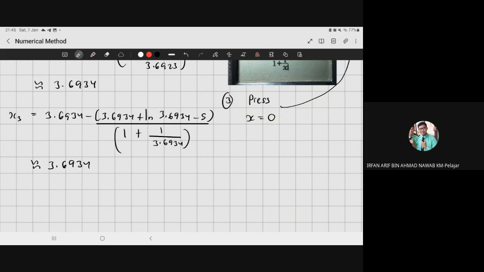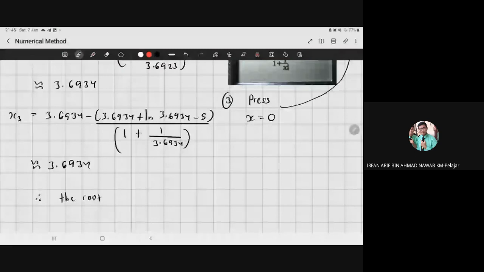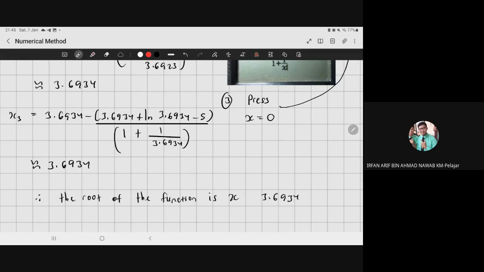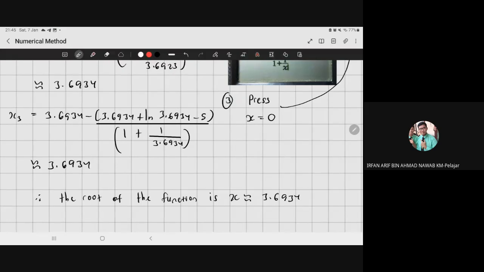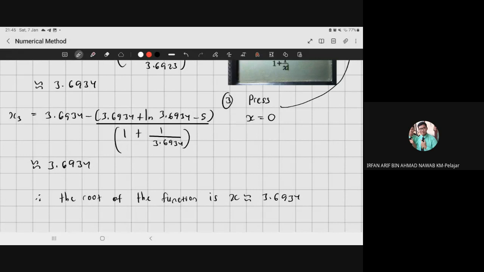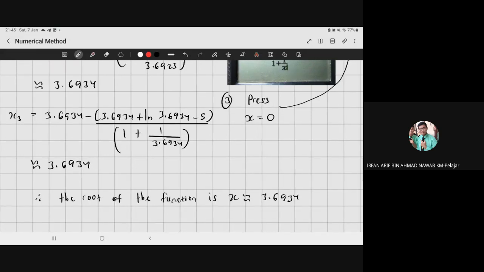Therefore, hold up, let me scroll up again. Therefore, the root of the function is x is equal to approximately 3.6934. I'm not sure whether I have to write it with the curly symbol, so just ask your lecturer how to write down the final answer. But our answer is 3.6934.